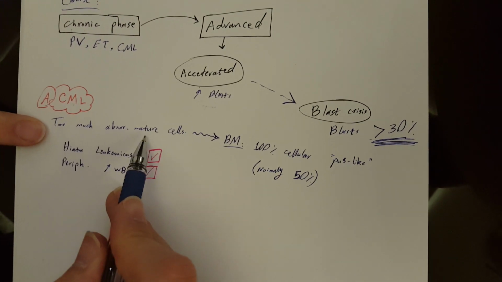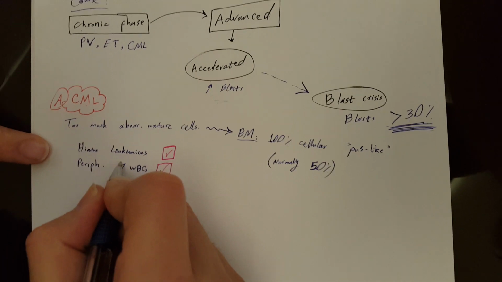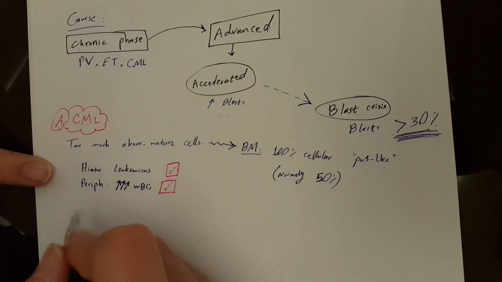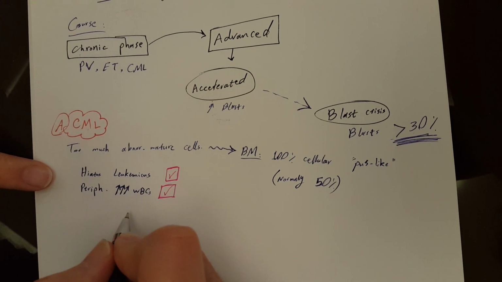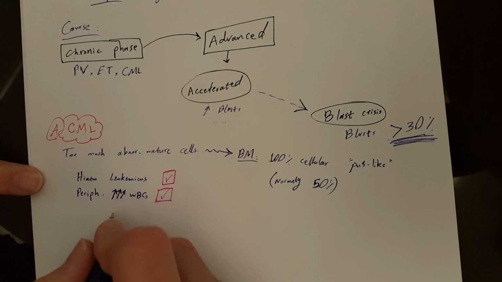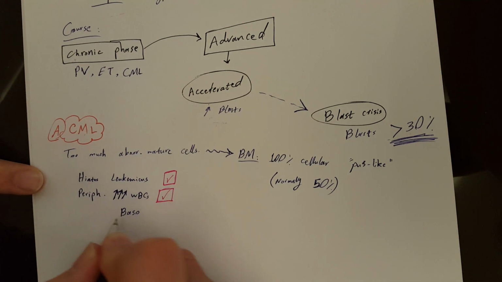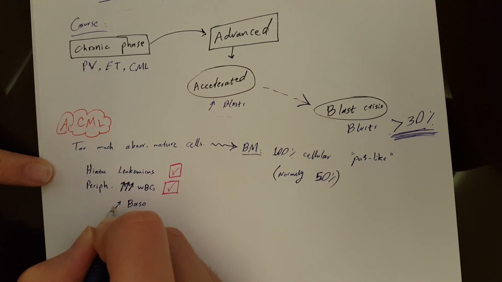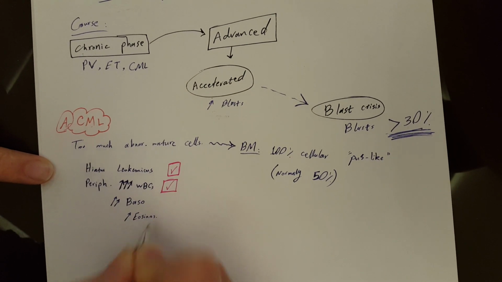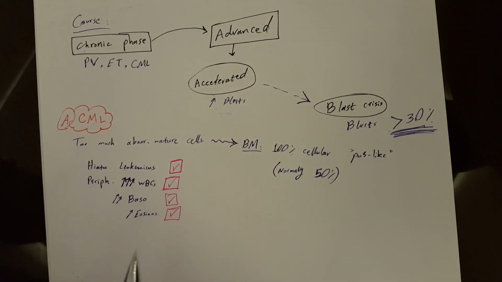We said too many abnormal mature cells. They will overflow, overspill. It's very, very high white blood cells. I won't just put one, I'll put 3 arrows. Which one? Mostly of them will be increased, and for some reason, it's the basophils. Mostly basophils, and to a lesser extent, eosinophils.